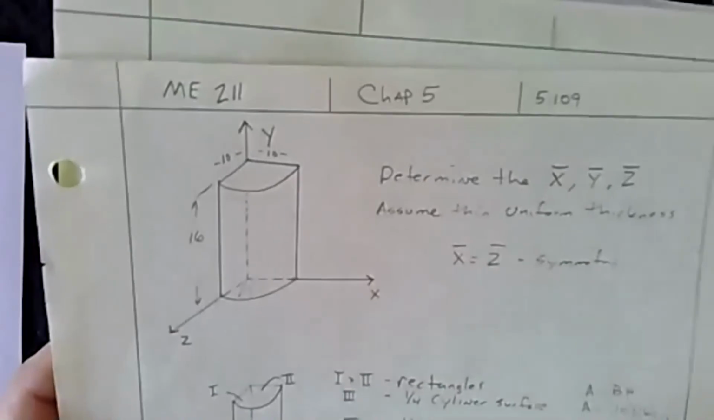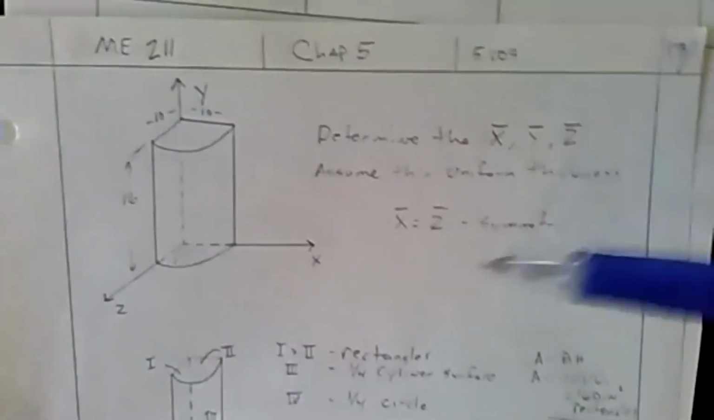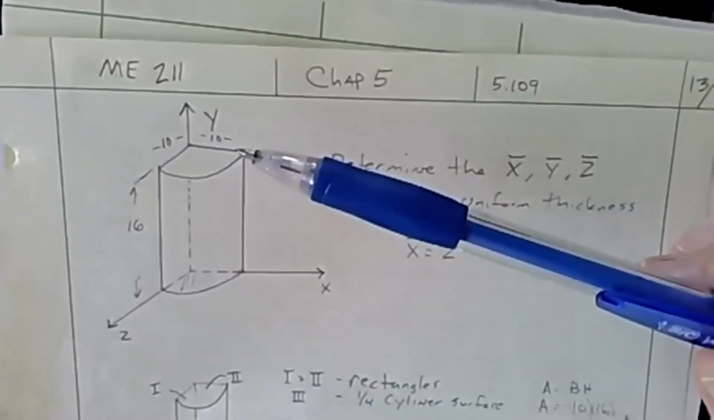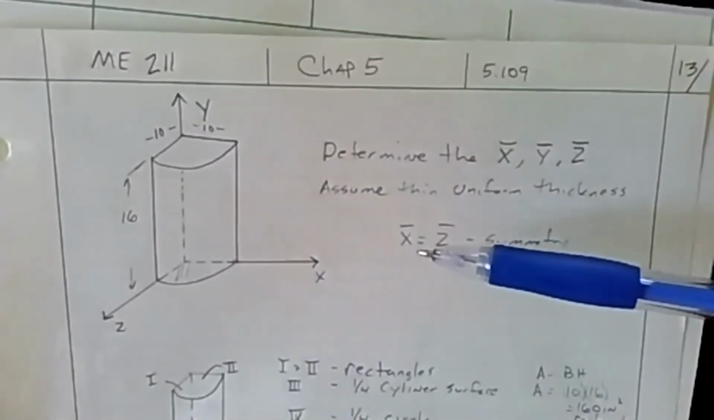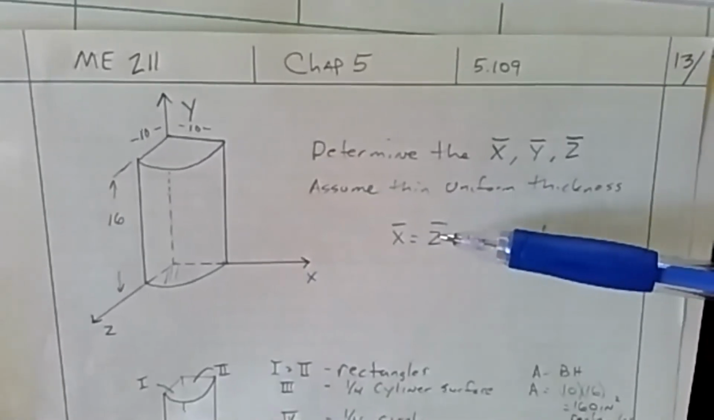All right. Again, let me walk you through this slowly. So here we have it's 16 inches, 10 by 10, solid bottom. Now from symmetry, we can say that X bar equals Z bar. So we just pick one, solve for the other.